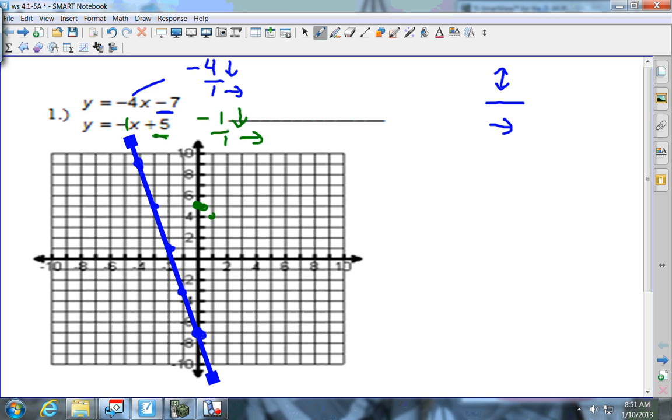Down 1 to the right 1, put a dot. Down 1 to the right 1, put a dot. Well, I'm going away from the line. I want to see where the two lines intersect. So I need to go backwards.